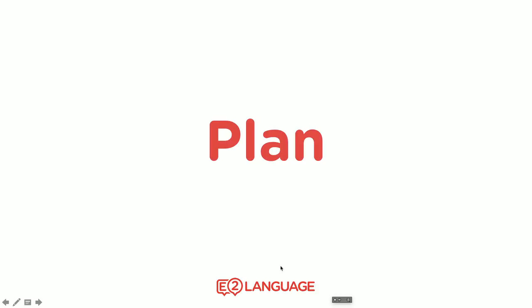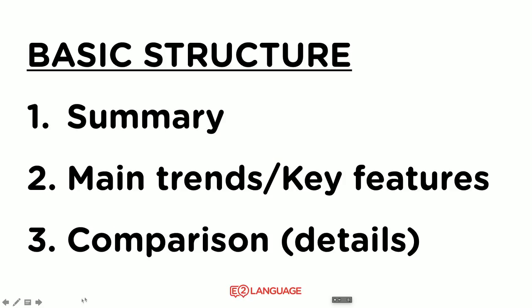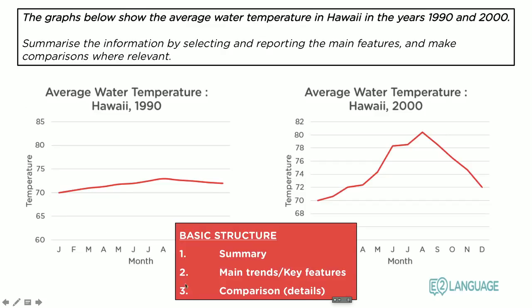So what's the plan then? The plan is this. We're going to write a summary where we rewrite that description. We're going to look at main trends. Yes, we can look at trends because there's a time period mentioned, but also key features. And our third section, our third paragraph, will compare the two graphs in detail.